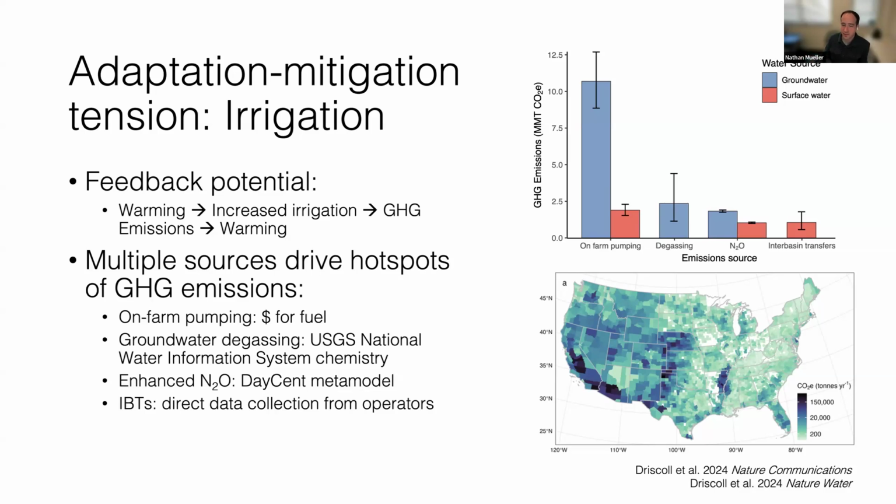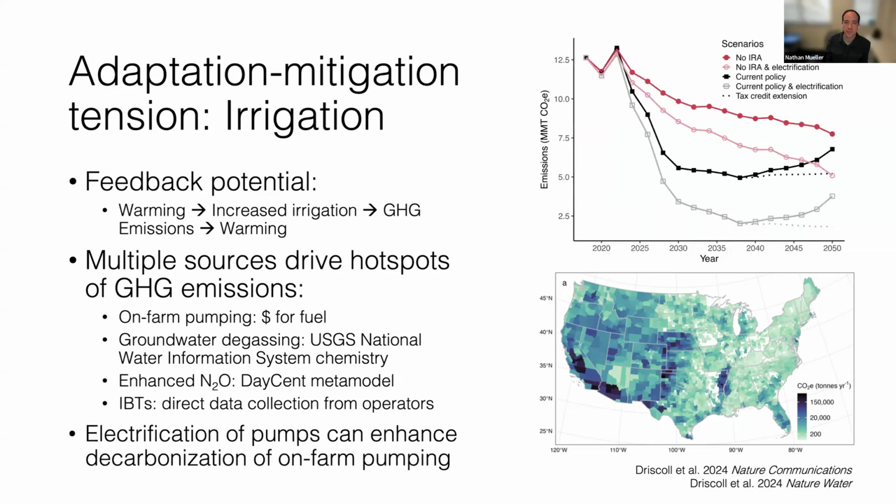They had this nice data set of the interbasin transfers, but then we had to go from there to get all of the energy use associated with them and relate that to the amount of water that was actually used for irrigation versus municipal supplies.